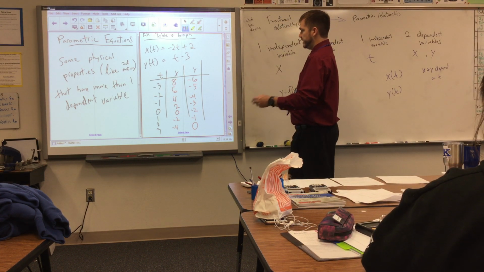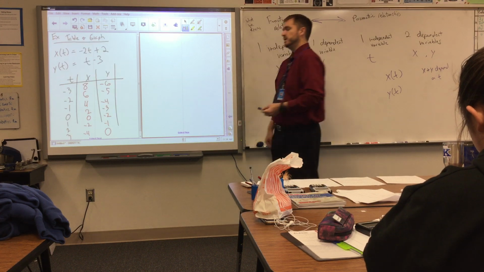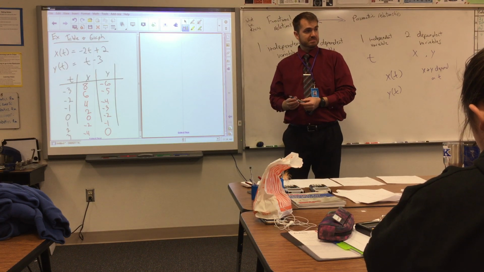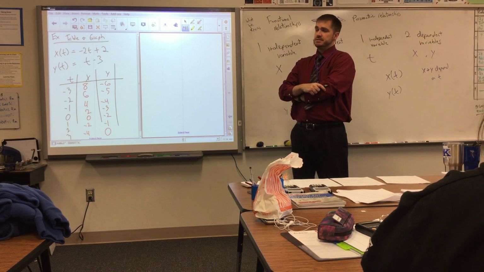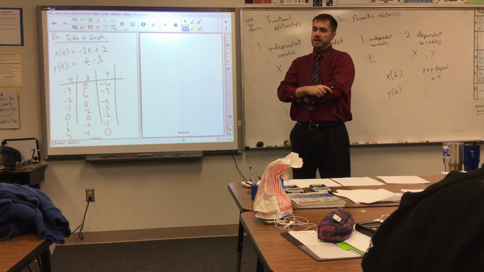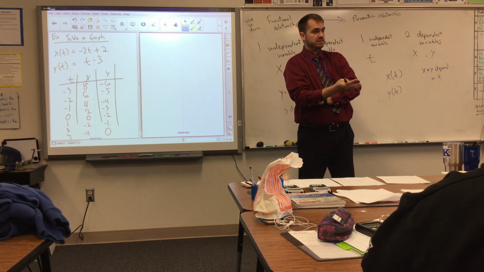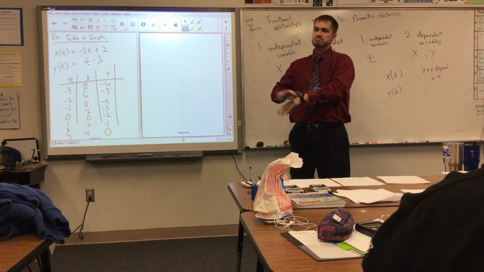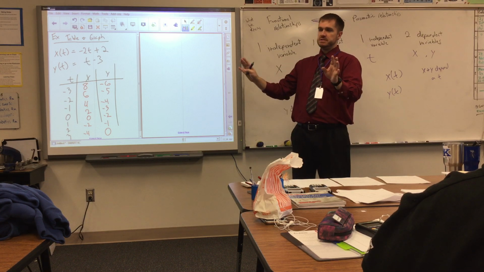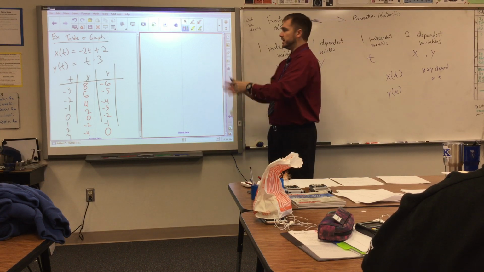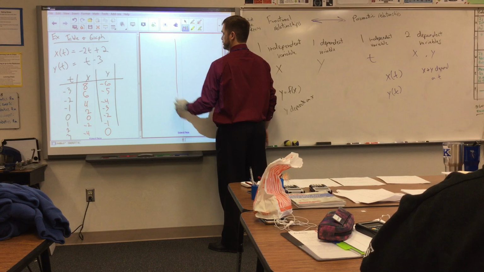All right. Now, that's a table. Let's go ahead and graph this. Now, Hannah's thinking to herself, this is not going to be easy. What am I supposed to do with the t? The answer is, just forget about it. Okay? Don't worry about graphing the t. Just graph the x and the y coordinates like you always would.